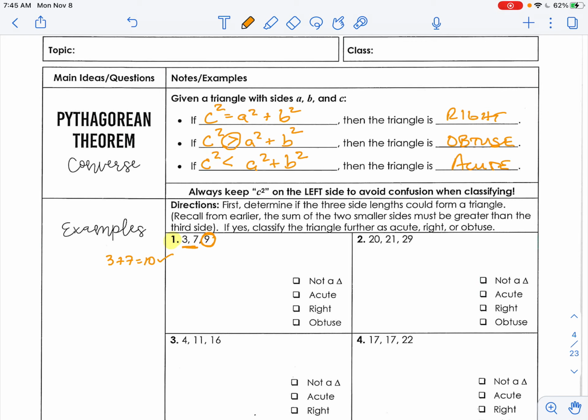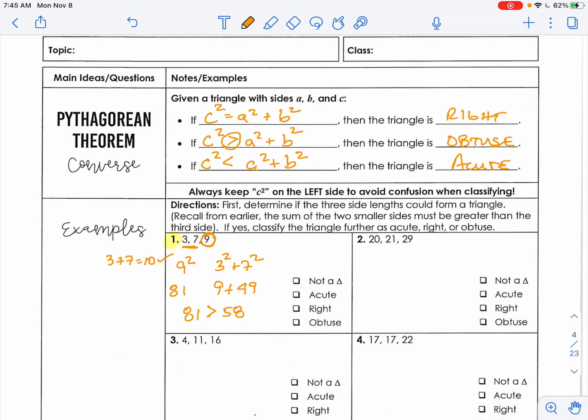So what I could do here is I would take 9 squared, and then over here I would check 3 squared plus 7 squared and compare them. So this would give you 81, this would give you 9 plus 49, and this would give you 81 compared to 58. So do you see that the c squared, if you want, the longest side there, is greater than the two things, so that makes it obtuse.